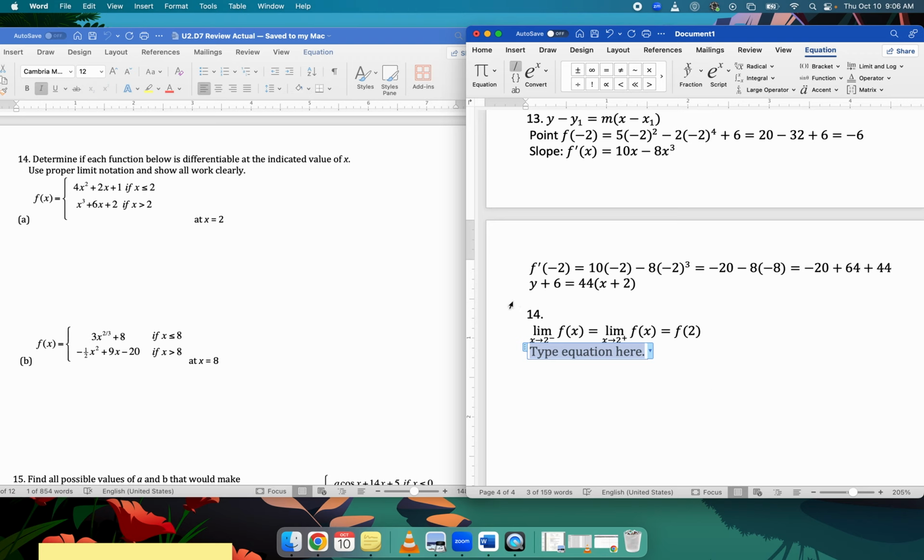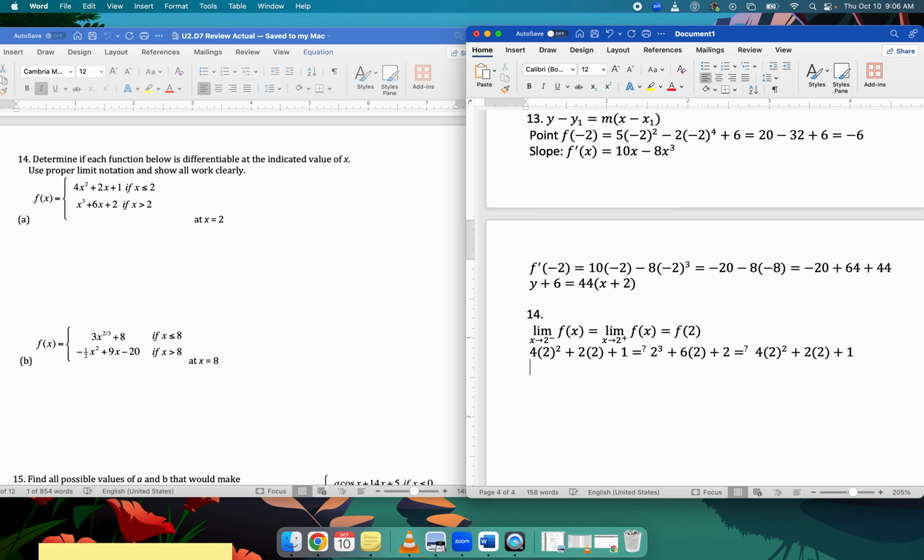Well, the limit as x approaches 2 from the left would be obtained by plugging 2 into that first formula. So that would be 4 times 2 squared plus 2 times 2 plus 1. Okay, and we want to know, is that equal to the right-hand limit, which would be obtained by plugging 2 into the second formula? That would be 2 cubed plus 6 times 2 plus 2. And is that equal to the value of the function at 2? The value of the function at 2 is just this guy again, using the first formula, so I'll just copy and paste that. So are all these things the same?